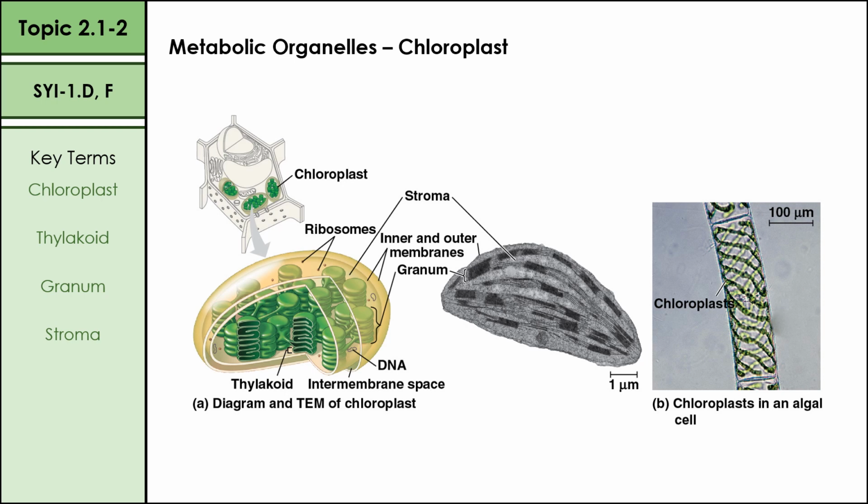The chloroplast additionally contains DNA, like plasmids, that are very similar to what we would find in prokaryotic cells, and its own ribosomes, very similar to those found in prokaryotic cells. This also hints at the fact that chloroplasts were once free-living prokaryotic cells.